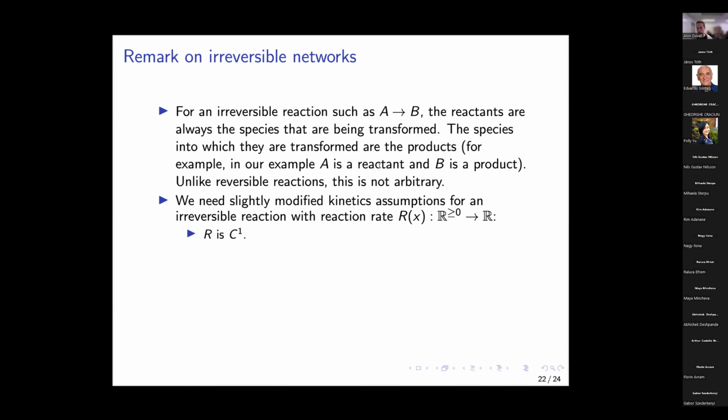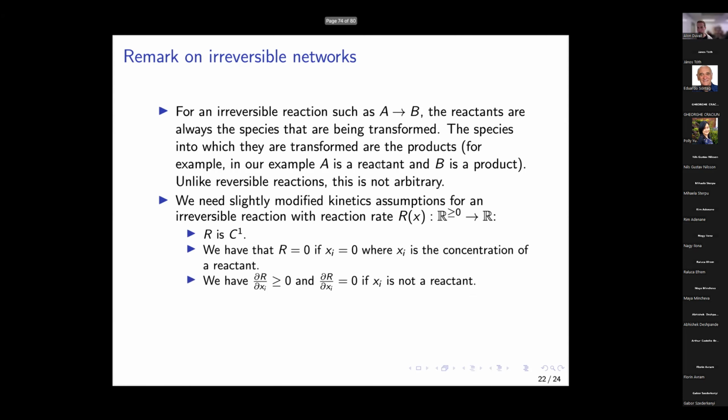So again, the reaction rates are continuously differentiable. If any of the reactants are missing, the reaction does not proceed. In general, if we increase the reactants, the rate will not decrease. And if a species is not a reactant, like if it's not involved or it's a product, it doesn't impact the reaction rates. And if all reactants are present, we have a strict inequality: on increased reactants, the reaction rate will increase.